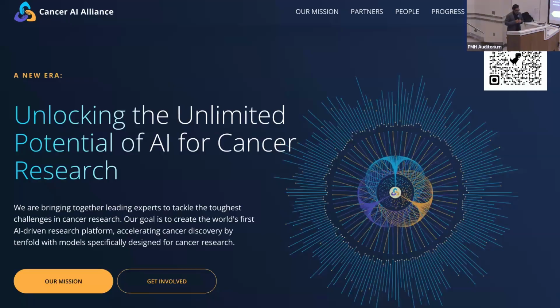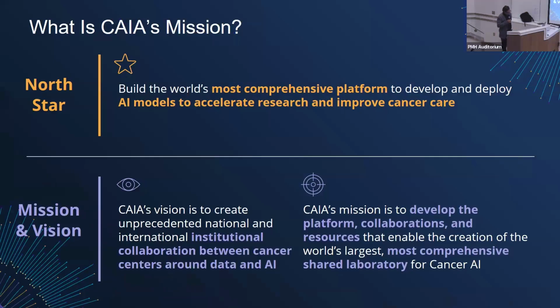So one effort that I've been involved in, and really it's been exciting, is the Cancer AI Alliance. And so a number of people, colleagues across the US, recognize the same problem that I'm talking about. How do we bring data sets together? And so we got together in 4 major cancer centers, the Fred Hutch, Dana-Farber, MSK, and Johns Hopkins, to form the Cancer AI Alliance. And this has really been an amazing partnership between technology companies and these 4 cancer centers to try to build a comprehensive platform to develop and deploy AI models to accelerate research and improve cancer care.